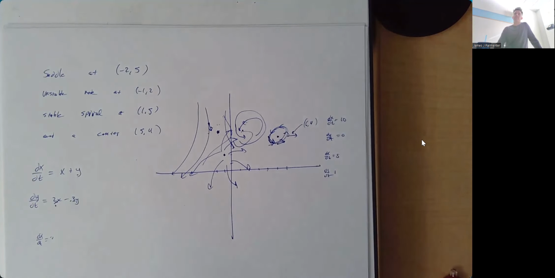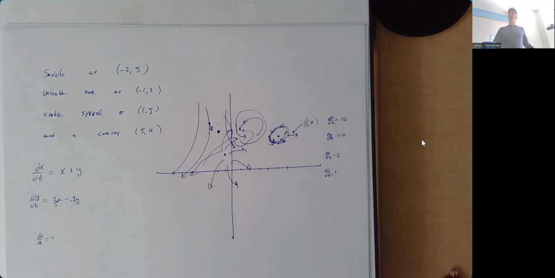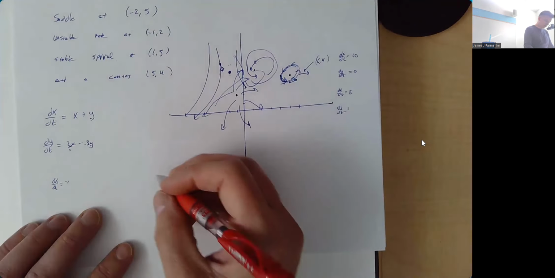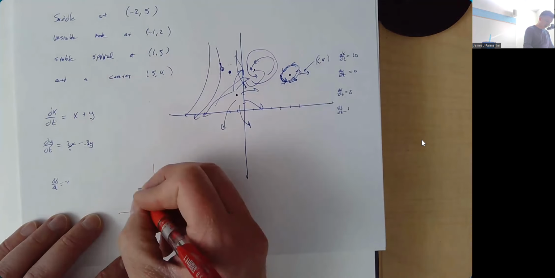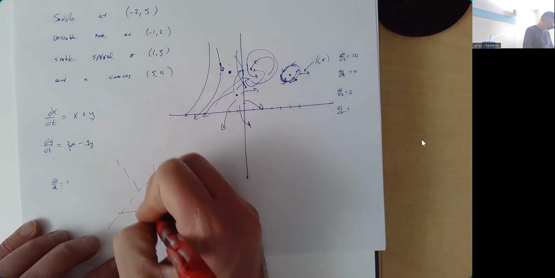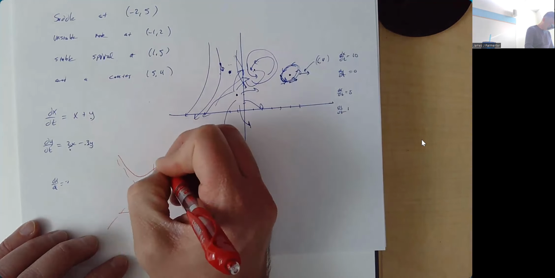So, I mean, you certainly know what the words mean, right? A node means that if it's a stable node, things are going in towards it. If it's unstable, things are going out away from it. If it's a stable spiral, things are spiraling inwards. You have to figure out which clockwiseness it is. If it's an unstable spiral, spiraling outwards. And if it's a saddle, there's some sort of eigenlines, and we go in one direction, out the other direction.